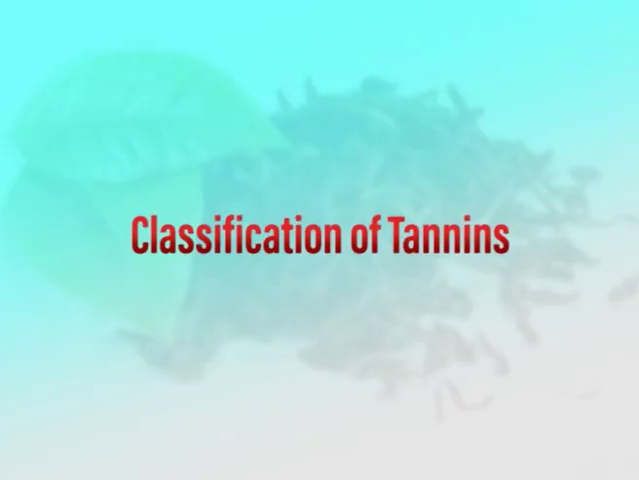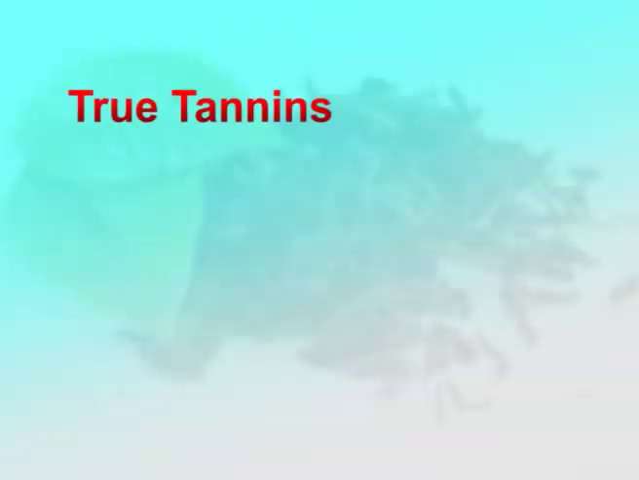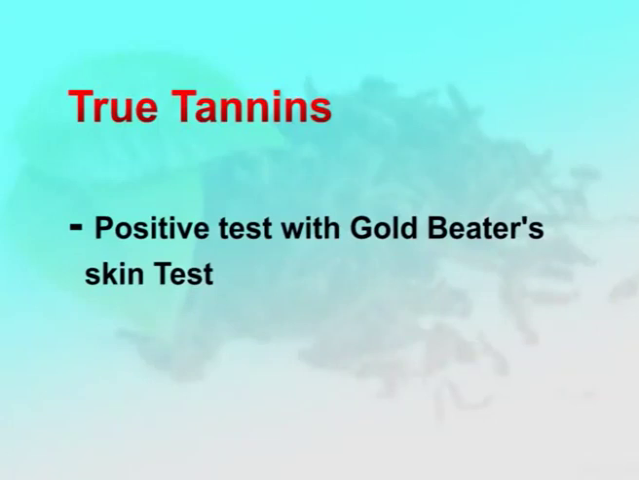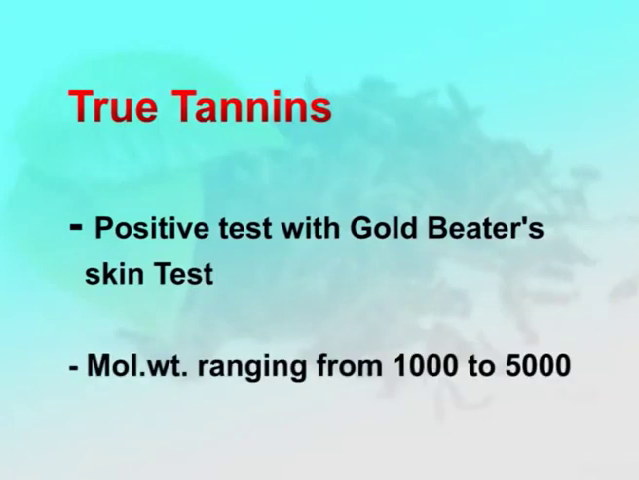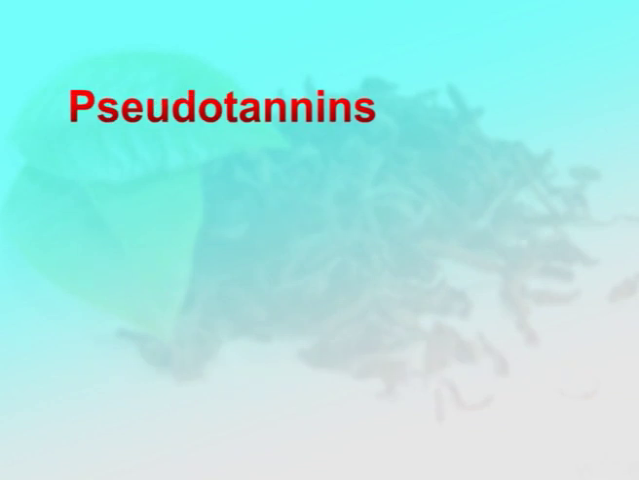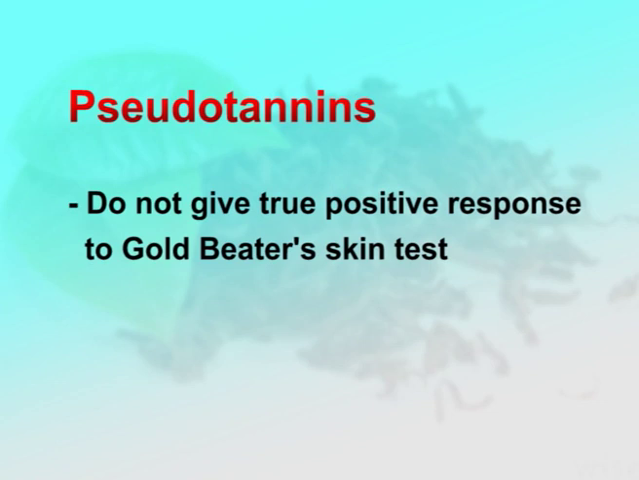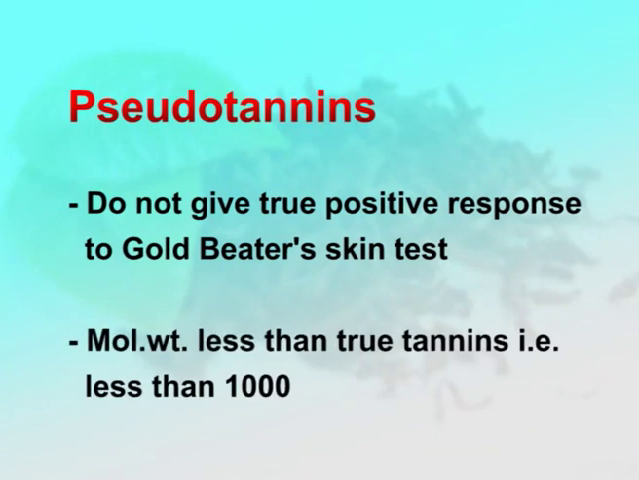Now coming to the classification of tannins. On the basis of whether they follow the Gold-Beater's skin test, the tannins are broadly classified into two groups. One, the true tannins. These tannins give a positive test with the Gold-Beater's skin test, and most such tannins have high molecular weight ranging from 1000 to 5000. The second one are pseudotannins. The tannins of this group do not give a true positive response to the Gold-Beater's skin test. Tannins of this group possess molecular weight less than true tannins, that is, their molecular weight is less than 1000.